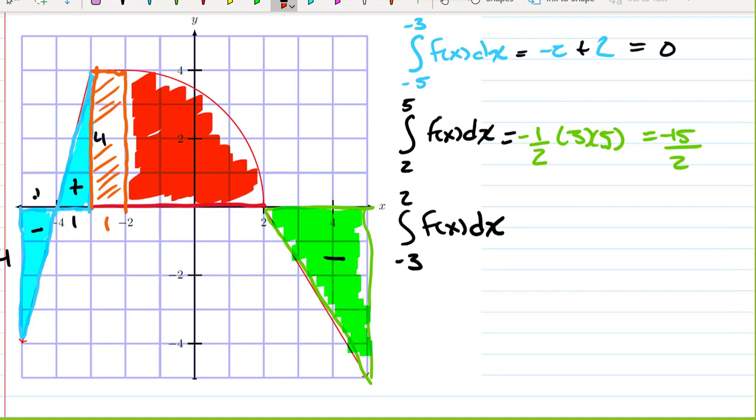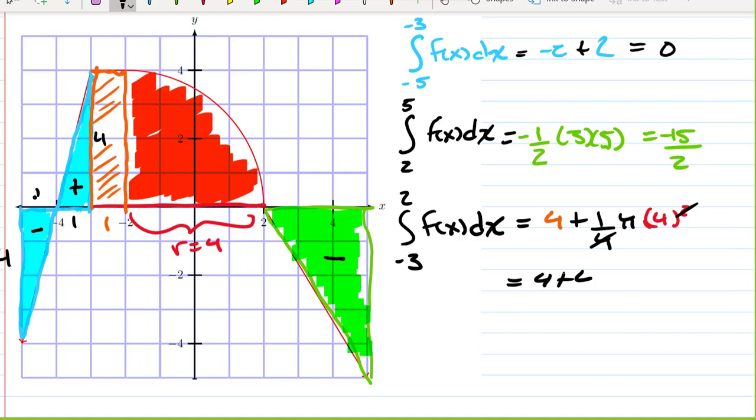with radius 4. So the area of the rectangle is going to be 1 times 4. So the area of that rectangle is 4, plus the area of a quarter of a circle is 1/4 pi times our radius squared. So in this case, 4 squared. So once again, one of the 4's reduce out, and we're left with 4 plus 4 pi. So the area of that region is going to be 4 plus 4 pi.